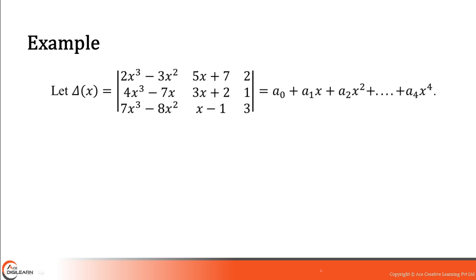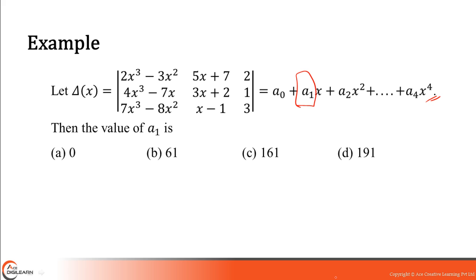Delta x, a determinant of order 3 by 3, is given, which is a polynomial in x of degree 4. Then what is the value of a1? Look at the options: 0, 61, 161, 191. So instead of expanding the determinant and equating to the given polynomial, we can directly differentiate the determinant and we can get the value of a1.